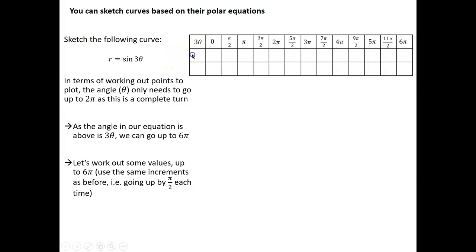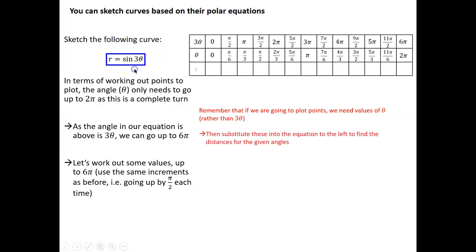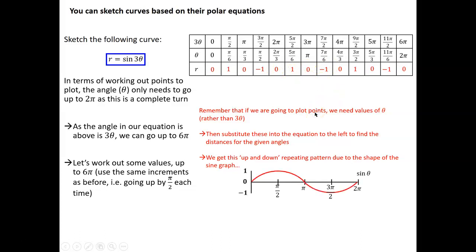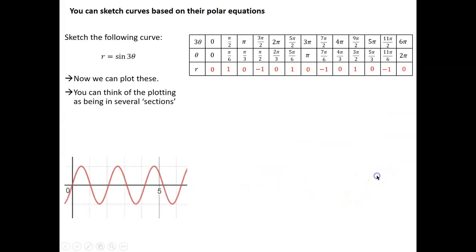To plot our points, we need to have θ, so I need to divide each of these by 3. And then I substitute the values in my top row into my equation to get my values of r. So you'll see this kind of up and down, oscillating between 1 and -1. That happens because that's what the sine graph does, it moves between 1 and -1.